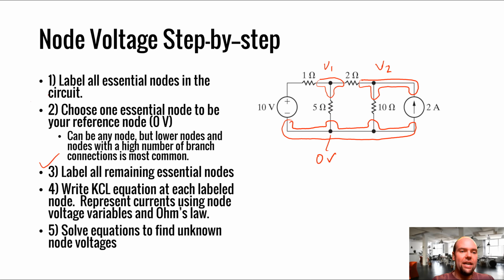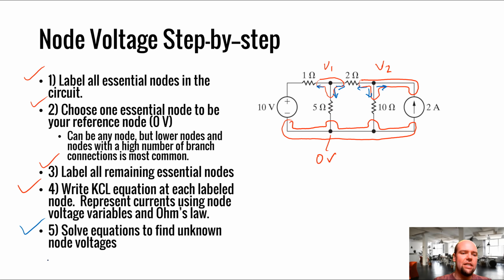So step 3, we got a checklist now. You're probably dying for a checklist after chapter 3, you can't wait to actually have a process to follow. So step 4, write the KCL equation at each labeled node. The reference doesn't count as a labeled node, just the ones we gave names to. So what does that mean? KCL at these nodes means we're going to write the equation for this plus this plus this equals 0, and this plus this plus this equals 0. That's what writing the KCL equation is going to mean. And then lastly, we're going to solve the equations to find the unknown node voltages.